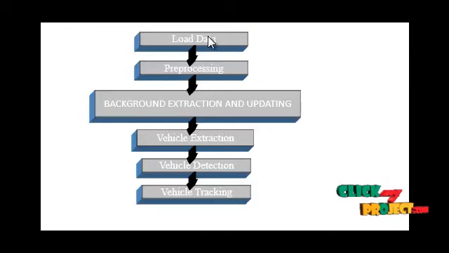First we load our input video, then it will be converted into frames, and we will pass each and every frame to the pre-processing step. In the pre-processing step, noise is removed from the input frames, and then we will go for background extraction and updating. Each and every time the background is extracted and updated, and then we will go for vehicle extraction.